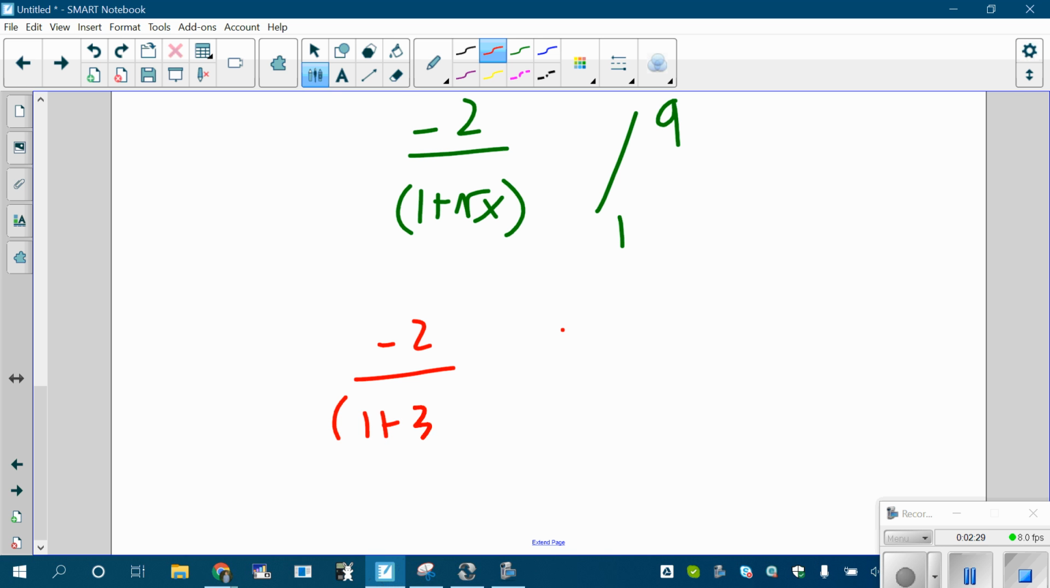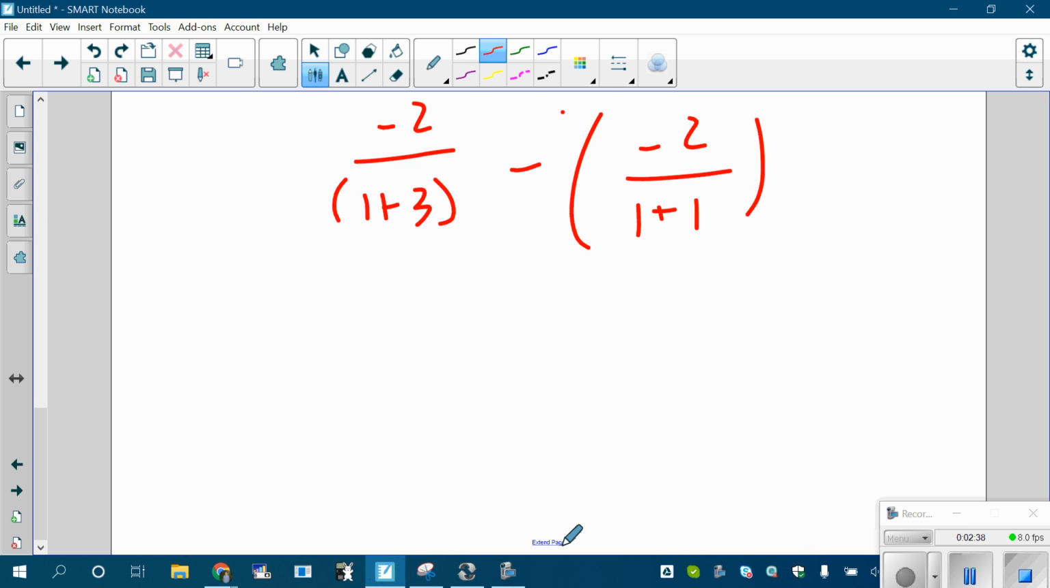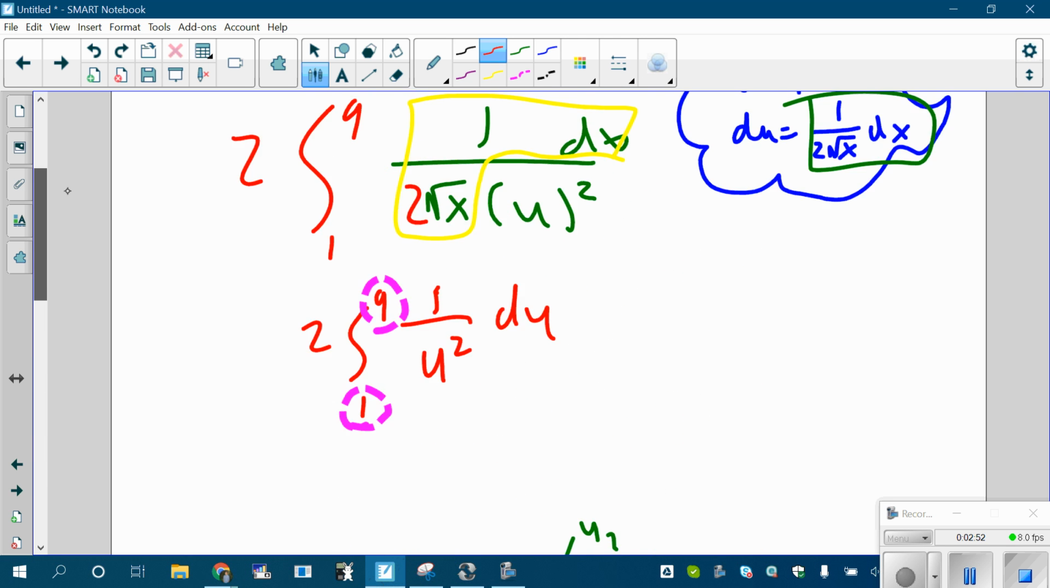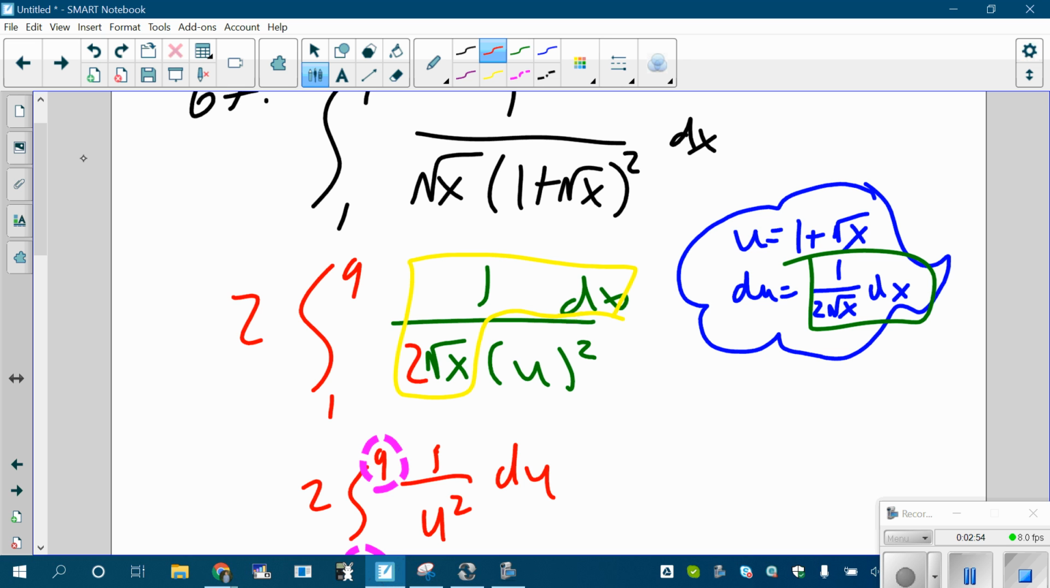Square root of 9 is 3. Square root of 1 is 1. 1 plus 3 is 4. -2 over 4 is -1/2. Minus -1, which is plus 1, -1/2 plus 1 is 1/2. Cool.